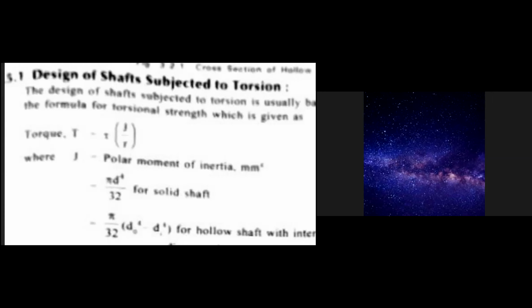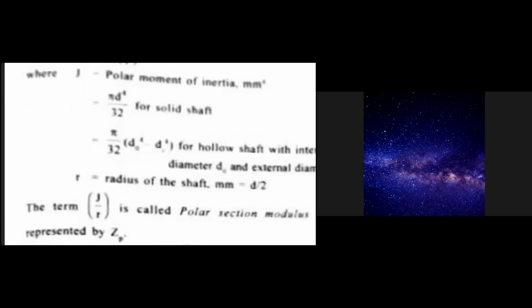J equal to pi d power 4 by 32. For a hollow shaft it is pi by 32 into d naught power 4 minus di power 4, where di is the internal diameter, and the radius of the shaft r equal to d by 2.